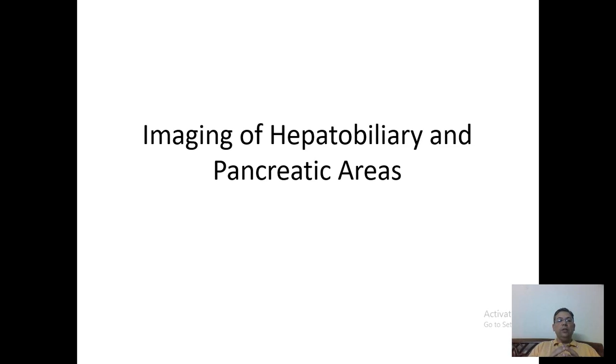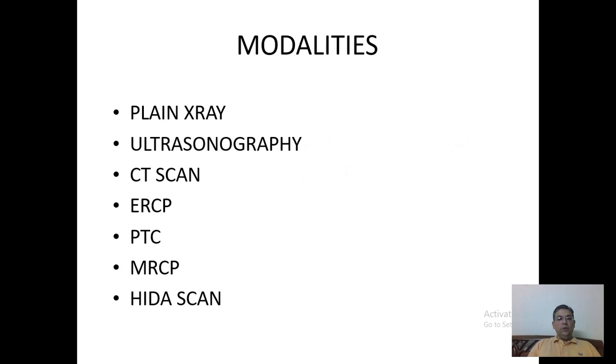The other important thing is to understand the imaging of this hepatobiliary and pancreatic area, and a very strong point of the armamentarium of these surgeons is to understand how different imaging modalities work and to use them, and to understand what these imaging modalities are showing you, and that results in planning a better surgical outcome for your patients. So what are the different imaging modalities available? As we all know, the plain X-ray, ultrasound, CT scan, ERCP, PTC, MRCP and HIDA scan, all of these imaging modalities image the hepatobiliary pancreatic system.